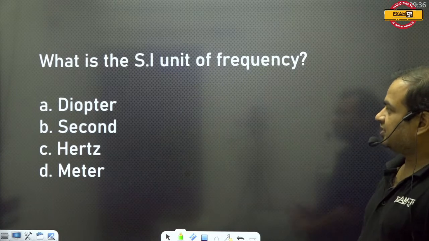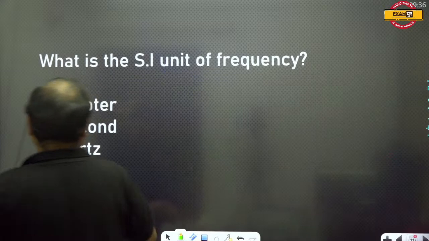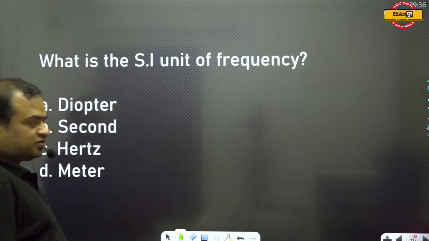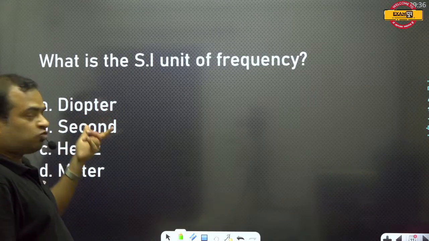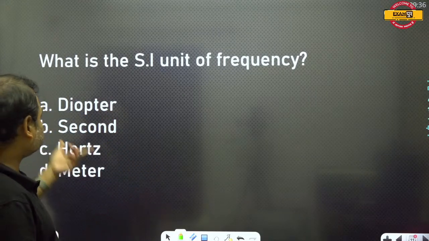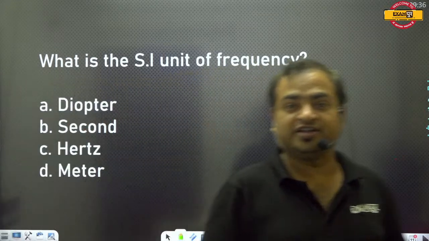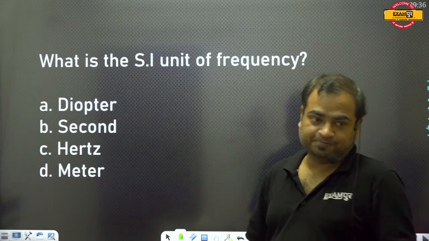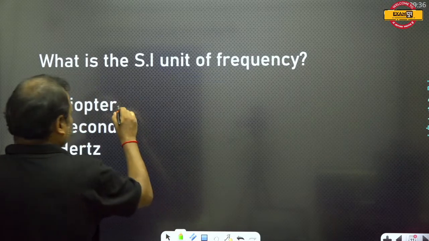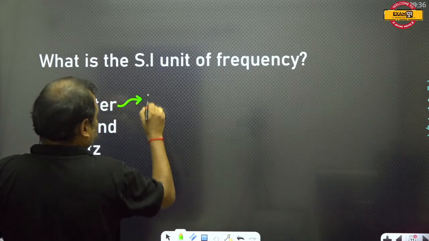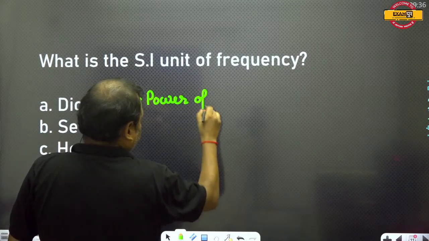So, tell me the correct answer. What is the SI unit of frequency? If we talk about the diopter actually, will you please tell me this unit, which physical quantity has the unit diopter? Tell me the first one. Which physical quantity has the unit diopter? Actually, diopter is the unit of power of lens. Diopter is the unit of power of lens.